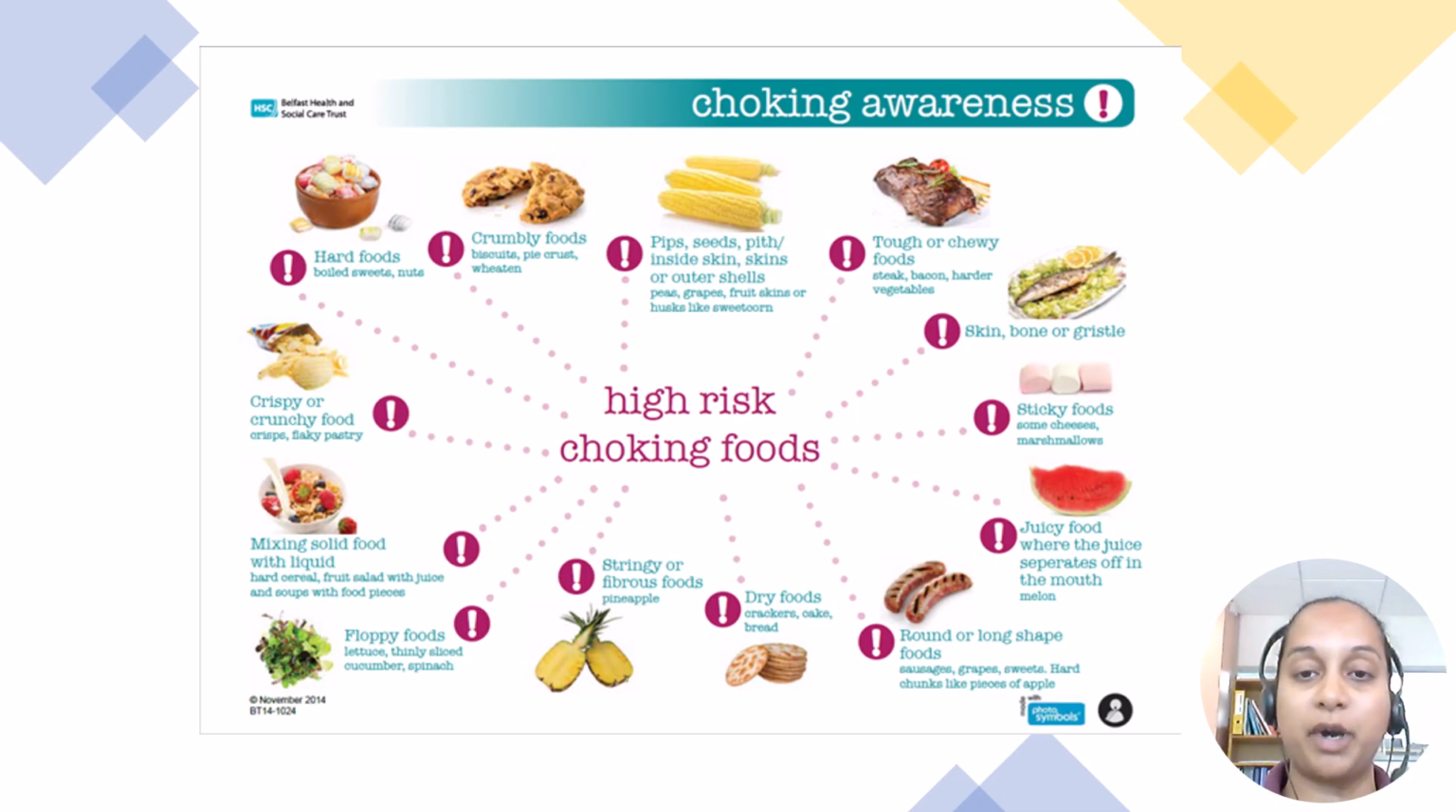Foods with skin, bone and gristle, sticky foods such as marshmallows, juicy foods like melon where the juice separates, round long-shaped foods like sausages and grapes, dry foods such as crackers, stringy foods such as pineapple, floppy foods like salad, foods that have a mixed texture like bits of cereal in milk, crispy crunchy foods like crisps or pastry.